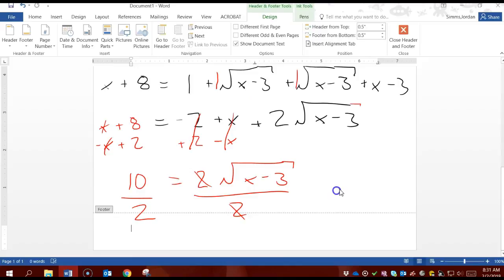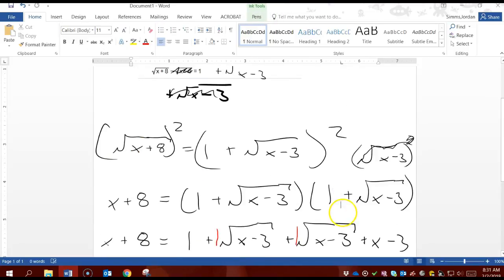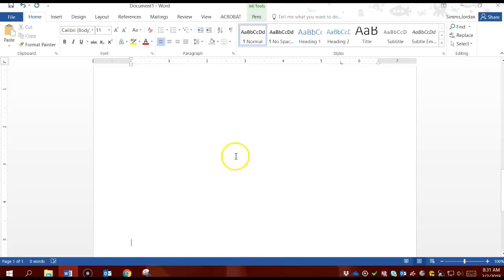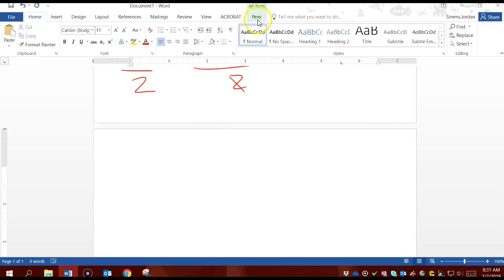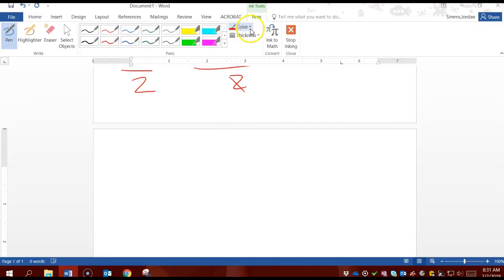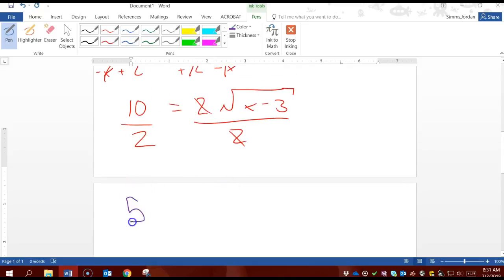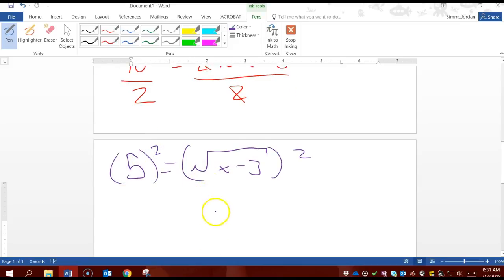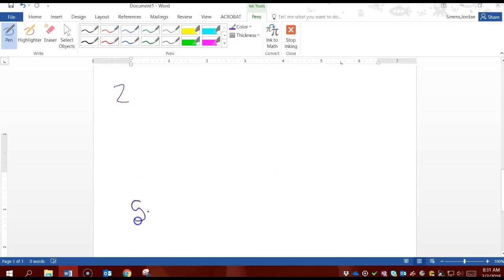Going to need a new page here. There we go. Get a different color too. Switch it up. So we're going to have 5 equals root x minus 3. And now that I have this radical isolated, which is always the name of the game, we're going to square both sides there. 5 squared is 25.